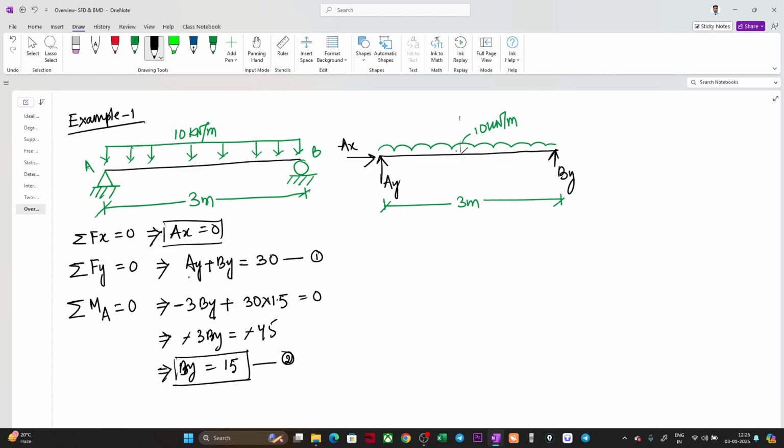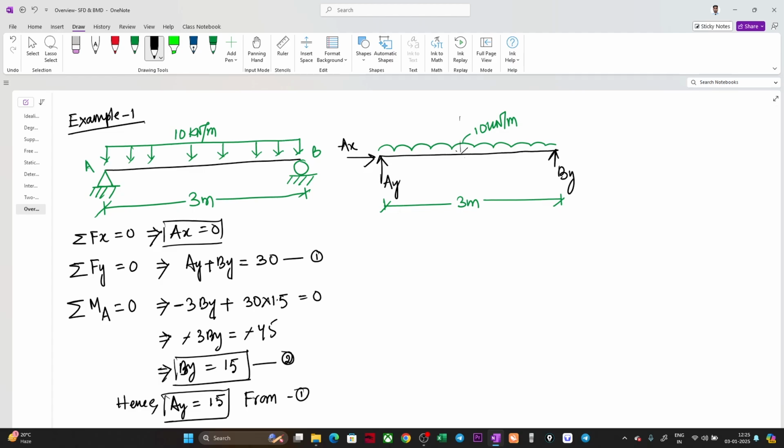So from there you can easily find out Ay. Hence Ay equal to how much? It will be 30 minus By, so 30 minus 15. So Ay is also equal to 15, from equation 1.